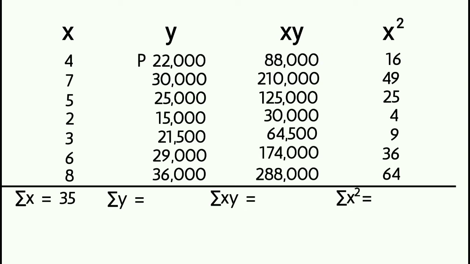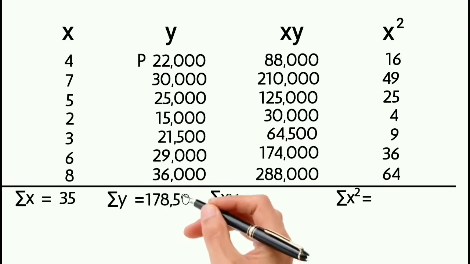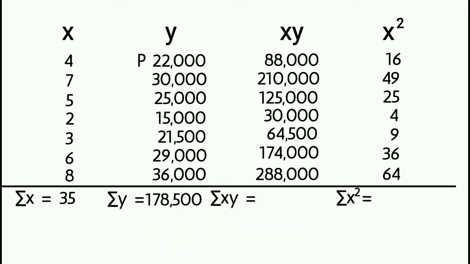Next, same process sa summation of y. 22,000 plus 30,000 plus 25,000 plus 15,000 plus 21,500 plus 29,000 plus 36,000. That is equal to 178,500 pesos. Next, summation of xy.